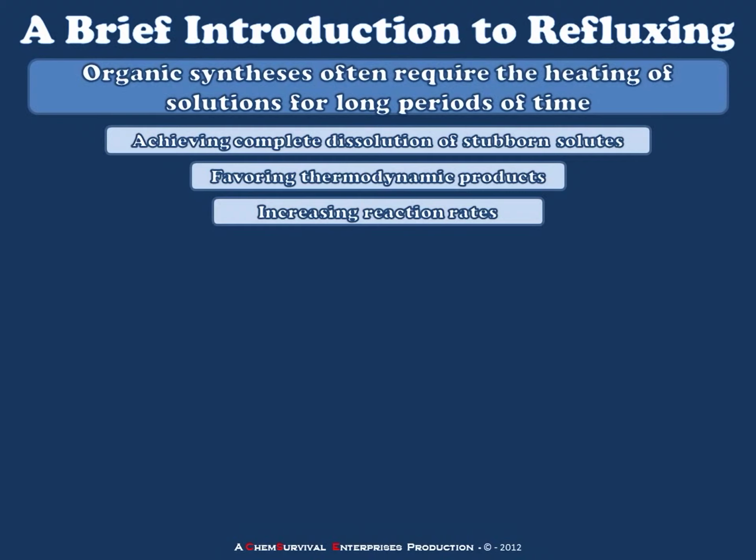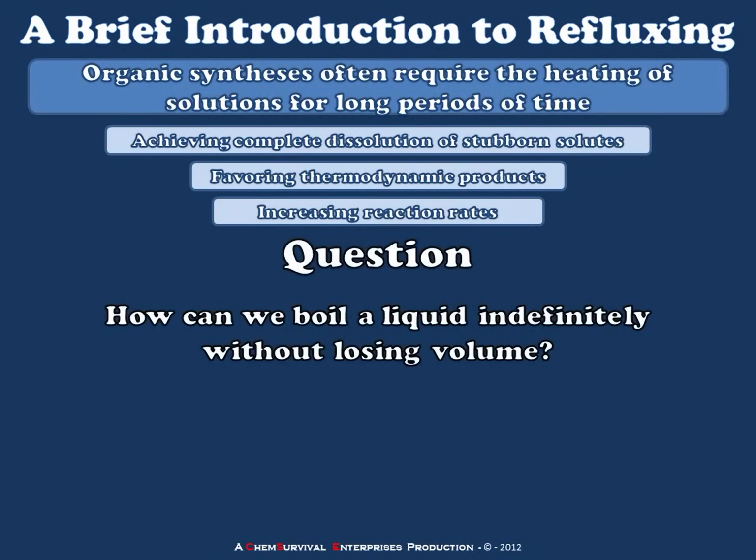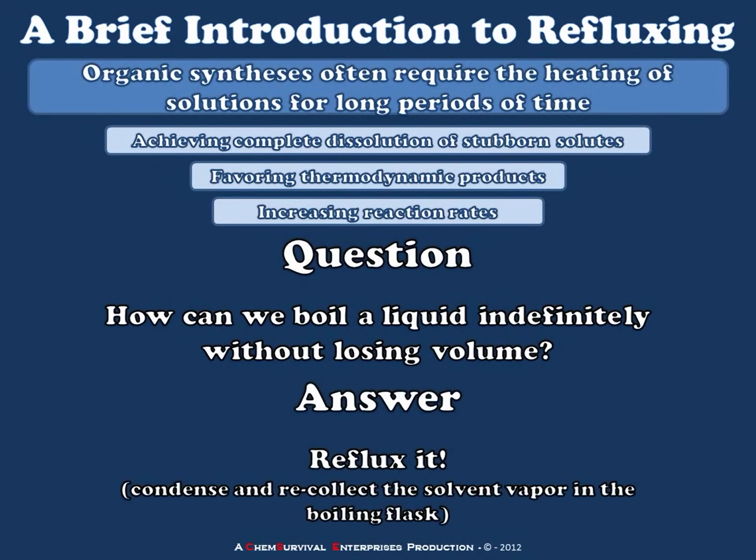So all three of these situations beg the question, how can we boil a liquid indefinitely without boiling the liquid away, without losing significant volume? And the answer is we use a technique known as refluxing, which involves recollecting condensed solvent vapor in the same boiling flask from which it originated. Now, before we talk about the technique of refluxing itself, let's take a look at the alternative and why it is we need to reflux in the first place.